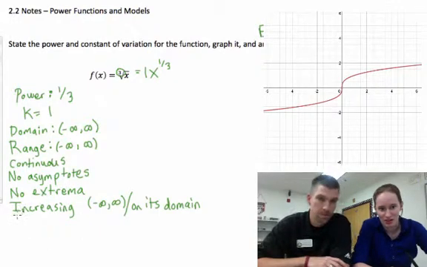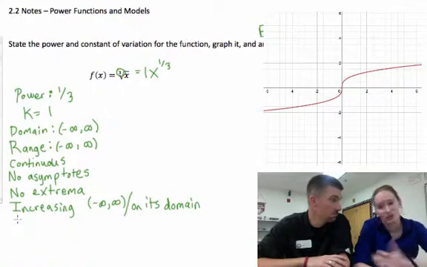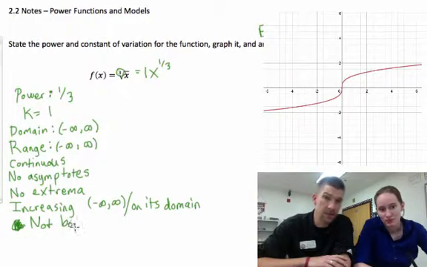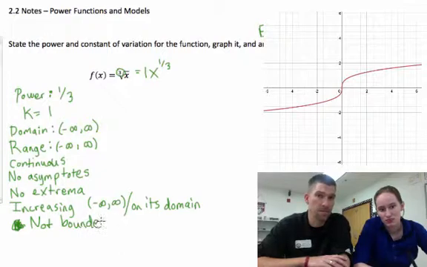So we're increasing on the domain. Are we decreasing anywhere? No. If we're increasing everywhere, we can't be decreasing. What else do we need? How about bounded? It's not bounded because we can get all the way up to positive infinity and -infinity. Another way to think about bounding is to ask, is there a ceiling or floor that is a barrier to our graph that we never go through? There's not in this case. It just keeps going up, keeps going down, forever and ever.